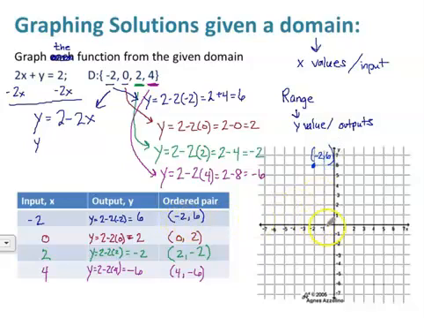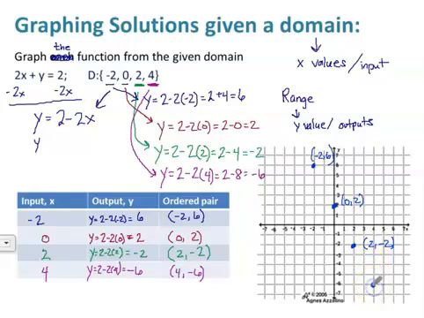Our next point is 0, and then up 2. So here's our next coordinate at 0, 2. Our next coordinate is at 2, -2, so to the right 2, and then down 2.